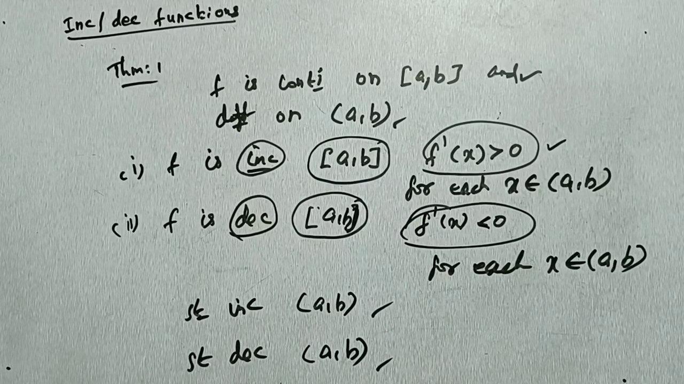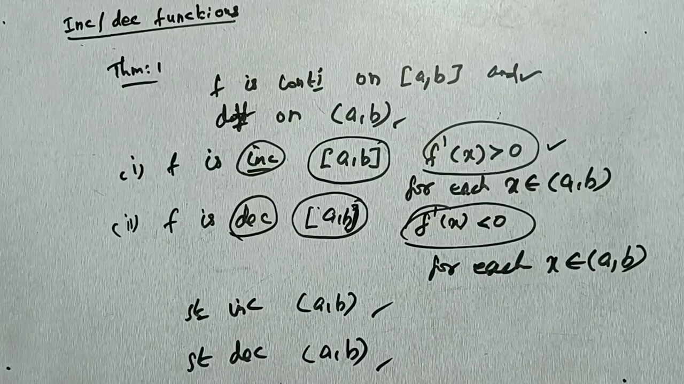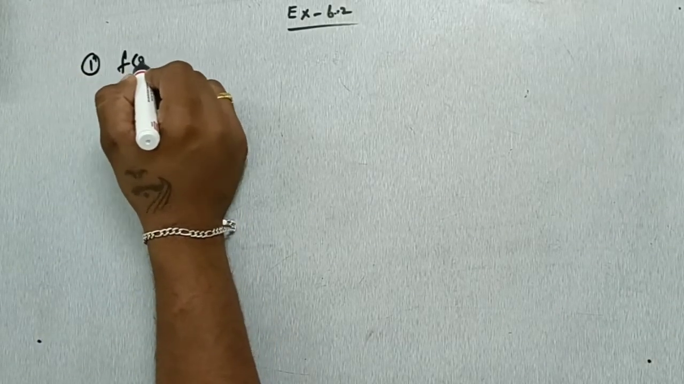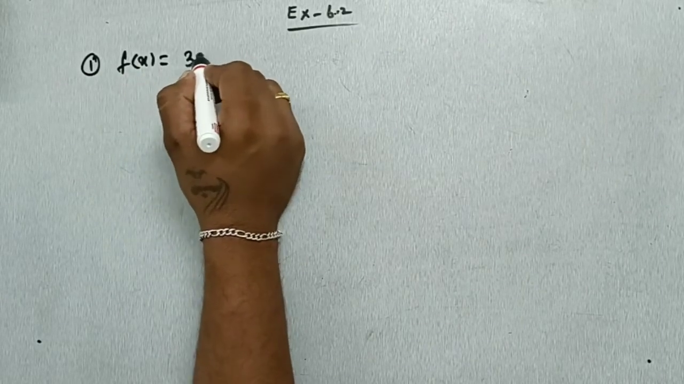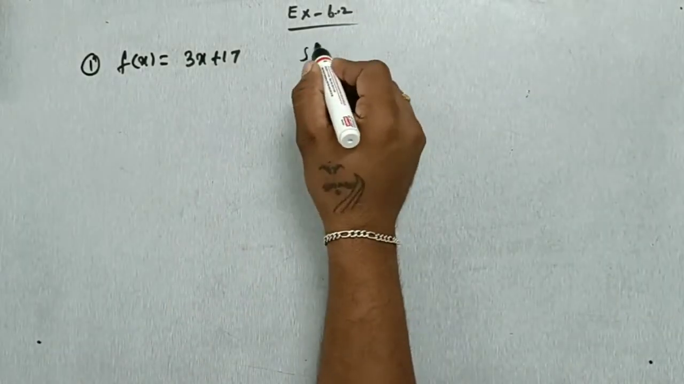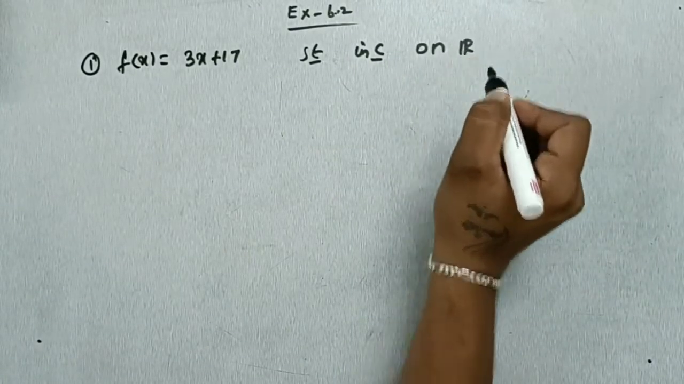Functions will be given. We have to identify whether the function is increasing or decreasing, or strictly increasing, strictly decreasing, and at which interval it is increasing and at which interval it is decreasing. All these things we will see now. 6.2 first question. The function f of x equal to 3x plus 17 is strictly increasing on the real numbers, we have to prove.